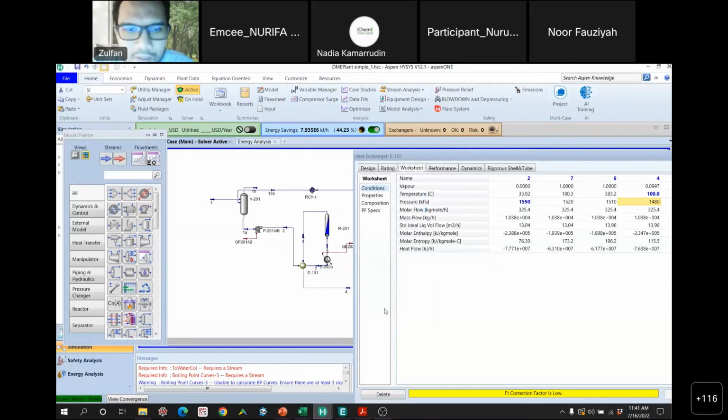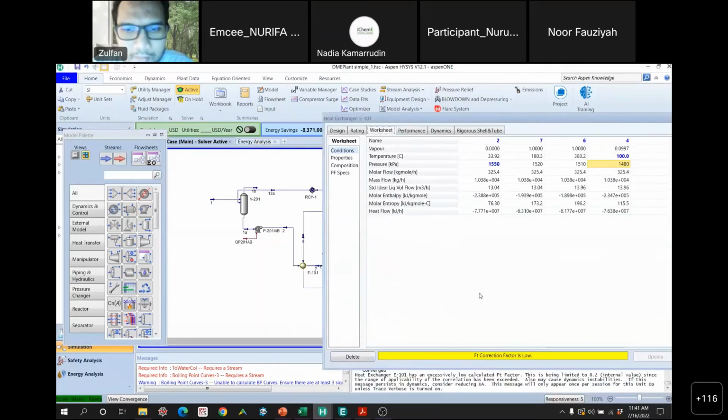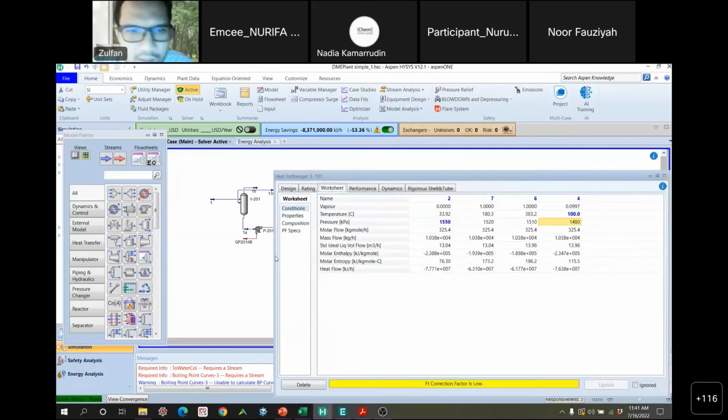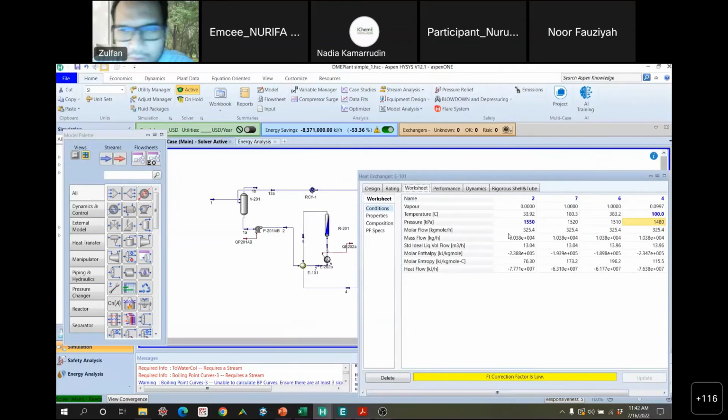Okay, looks okay, but it takes some time. The FT correction factor is low, so later on we will design it accordingly. Yeah, and I'll tell you. So we let this go up to 100 degrees C, and then apparently from 33 it goes to 180 degrees C. It's not going to be 200 degrees C or something like that which I calculated based on the assumptions of constant CP.